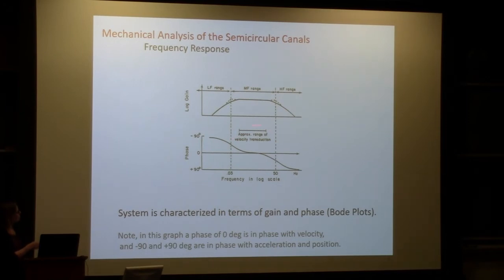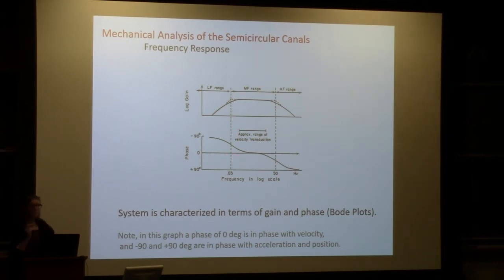And the dotted lines indicate the range over which the system is transmitting velocity information based on the prediction of how fluid is moving through the canal. And this model is referred to as the torsion pendulum model. It's not a model based on recording neurons. It's a model based on how the fluid would actually move through the canal based on its fluid properties, or mechanical properties.